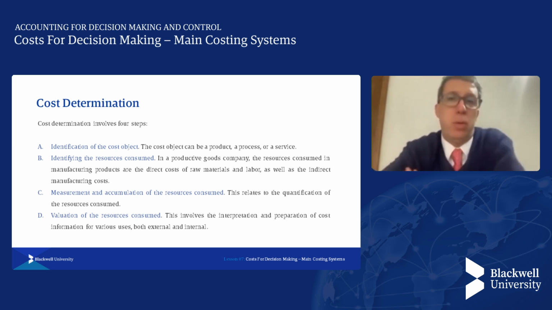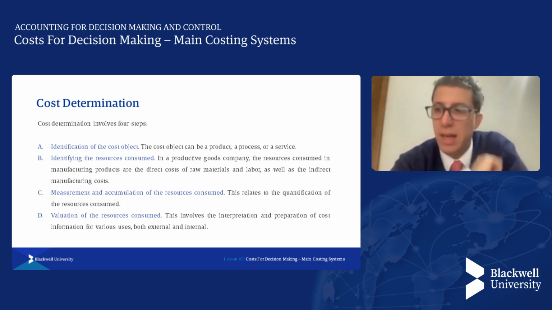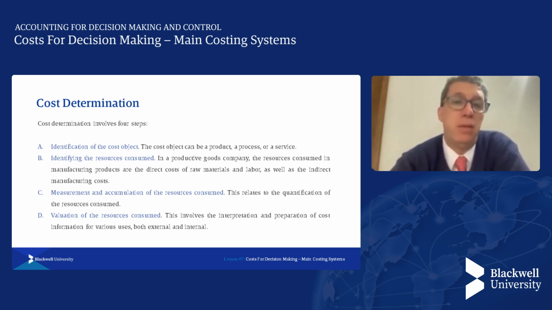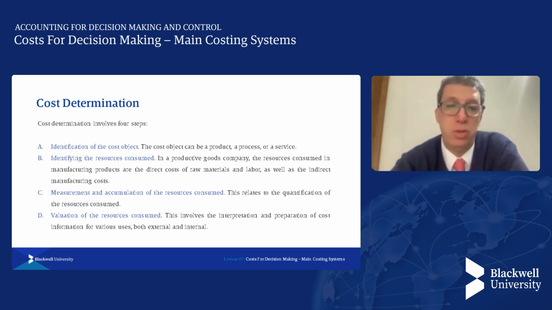Now getting right into costs, what are the steps that one should normally consider in this cost accounting? First, identify what the cost object is. This cost object can be a product, a process, or a service. First, then, identify the cost object. Second, identify the resources that are being consumed. For example, in a productive goods company, the resources consumed in manufacturing products are associated with direct costs of raw materials and labor, as well as indirect manufacturing costs.